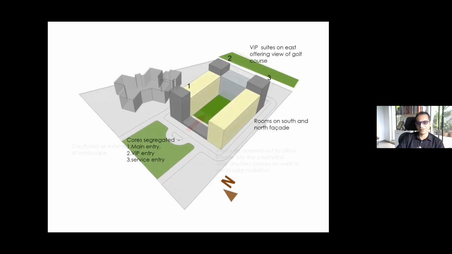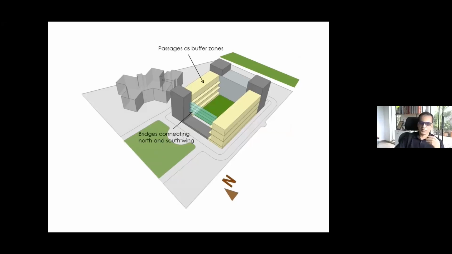There are 3 cores: main entry, VIP, and service entry, and the rooms on both sides. And the gray that you see is the other areas like suites or cafeteria and all that. And they're connected by corridors. Now, if you see that yellow part, the corridors happen to be on the south side, because this is what I call buffer spaces.